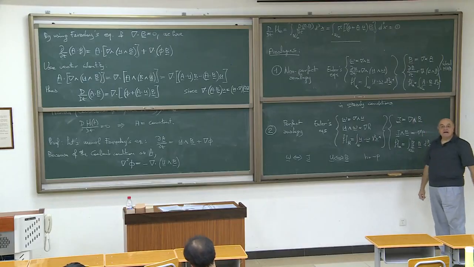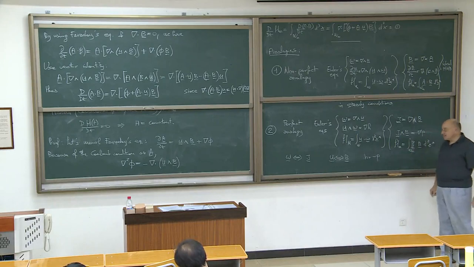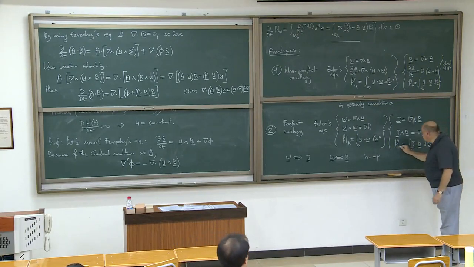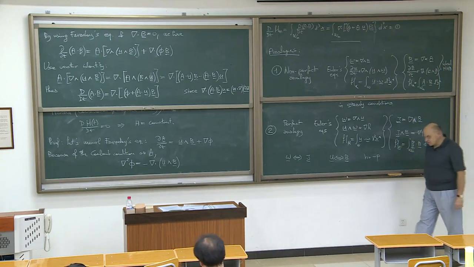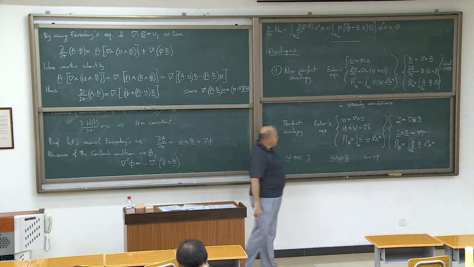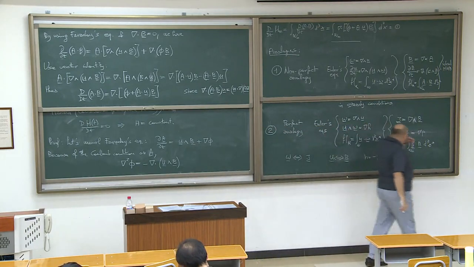It's not cross. Cross helicity is, yes, U, the velocity times the magnetic field. There are several helicities, and I made a mistake there. So this is current helicity, because it's associated with the electric current. Before I said electric helicity, it's not. It was close, but.